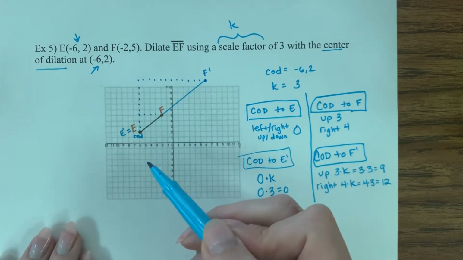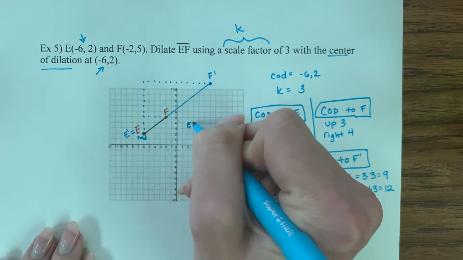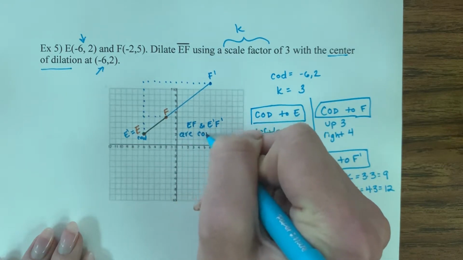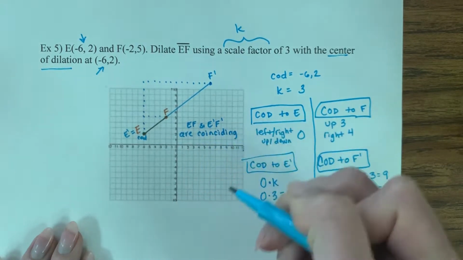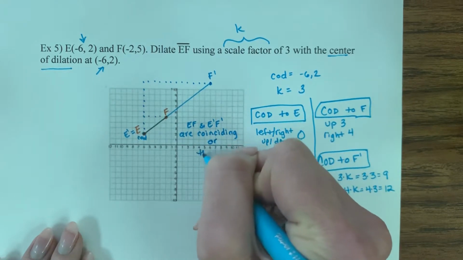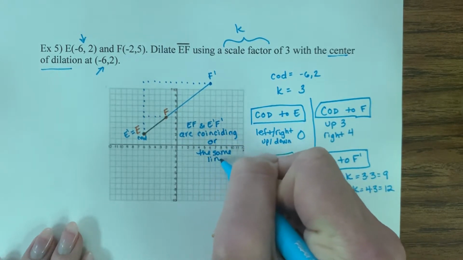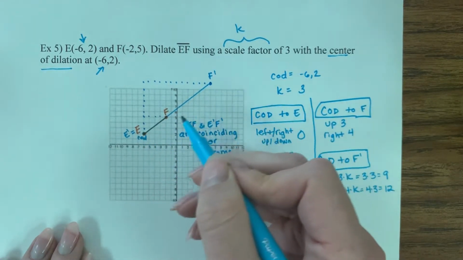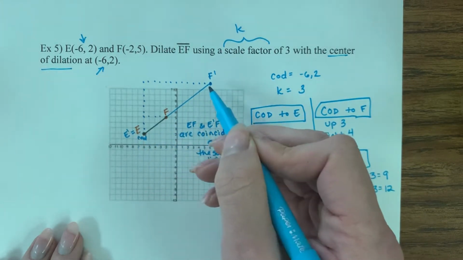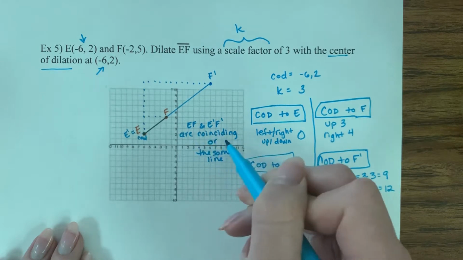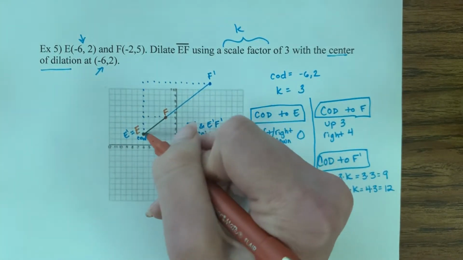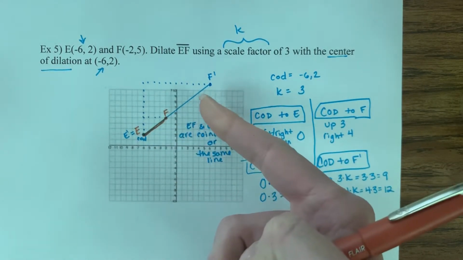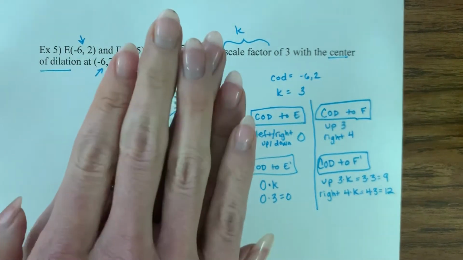In this example, we would say that EF and E prime F prime are coinciding, or another way of saying it, the same line. Now, I'm not saying their distances are the same. I'm just saying they're in the same linear plane. So like they're still in this general area. Now, that doesn't mean they're equal in length. Obviously, EF only goes from here to here, and E prime F prime is much bigger. So they are coinciding. That just means that they're on top of each other.